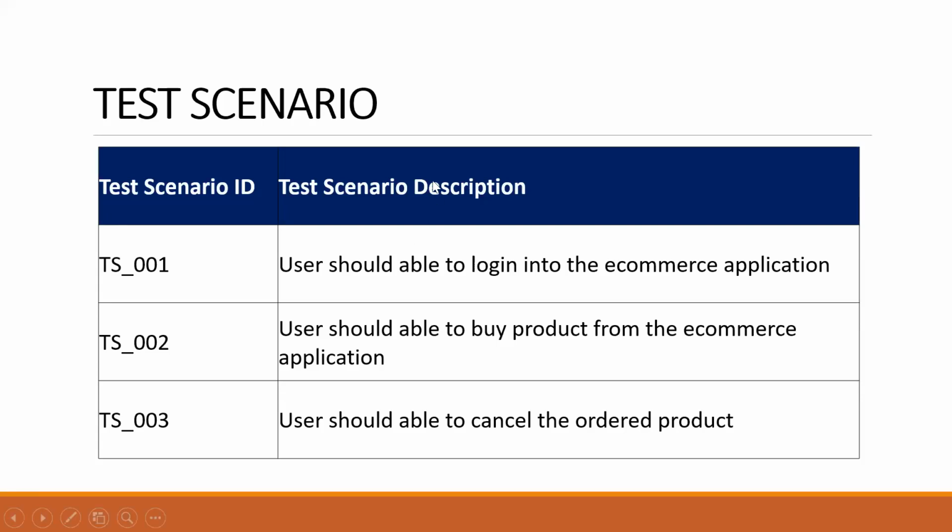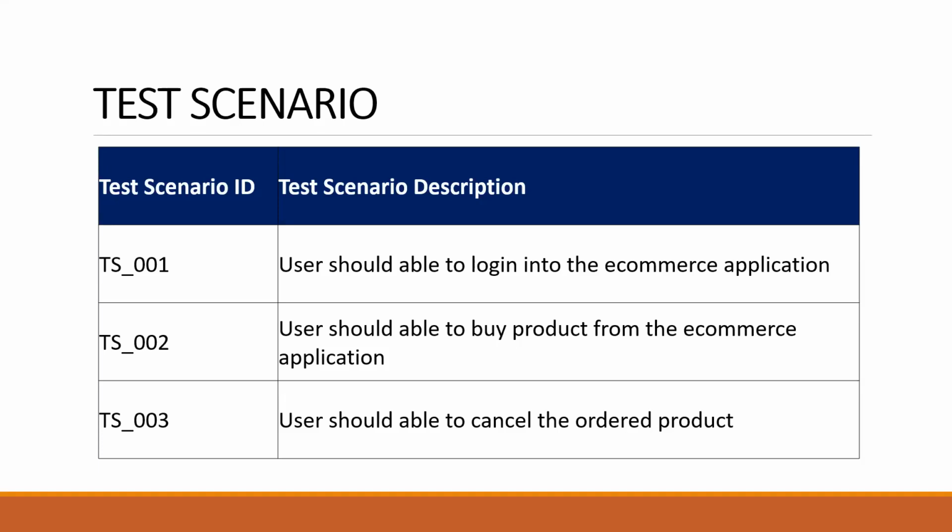Now, test scenario description: the user should be able to log in to the e-commerce application. So this is one test scenario. The second test scenario: the user should be able to buy a product from the e-commerce application. And the third one: the user should be able to cancel the order. So I'm showing you how we can generate multiple test cases from one test scenario, and also how we can design the test cases for one test scenario.